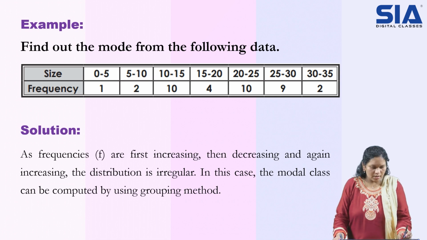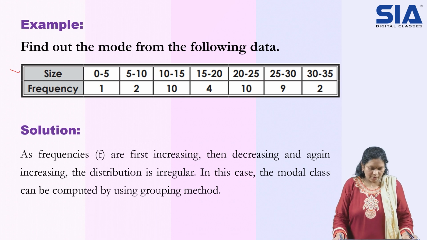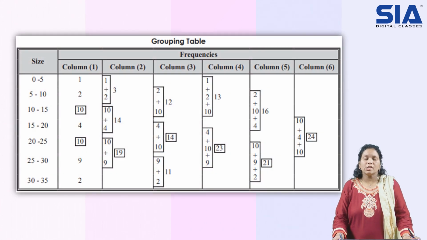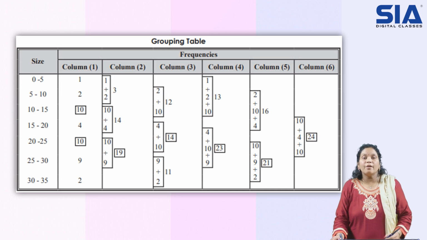Okay, so this is the continuous data they have given, and in this we need to find the mode. So first, check the table I made here. This is how we have to make the table. We'll call it a grouping table. Let me explain how it goes.